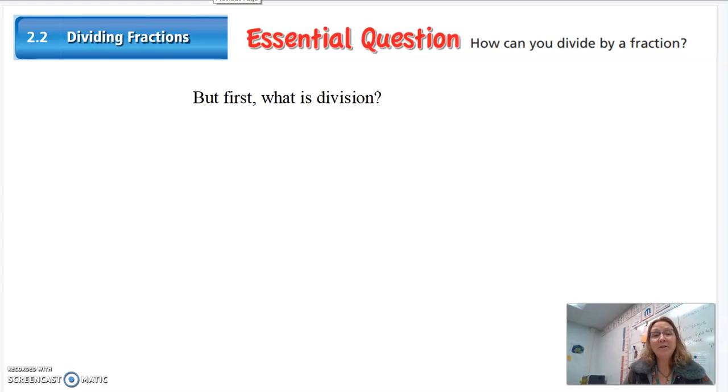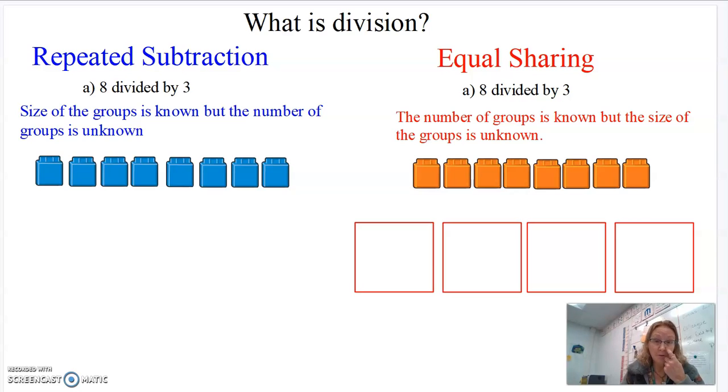How can you divide fractions? Well, let's look at first what dividing is with whole numbers. So here's the two examples. Dividing could be thought of as repeated subtraction or equal sharing.